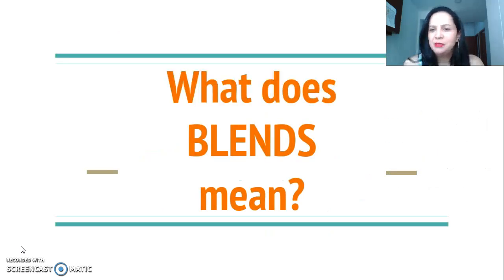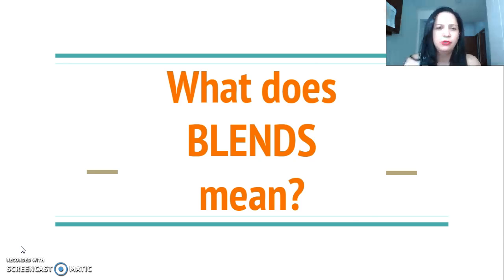But what do blends mean? Blends are a combination of two or more words to create a new one with a new meaning, usually taking the beginning of one word and the end of the other word. For example, emoticon is the combination of emotion and icon. So emoticon: emotion and icon.